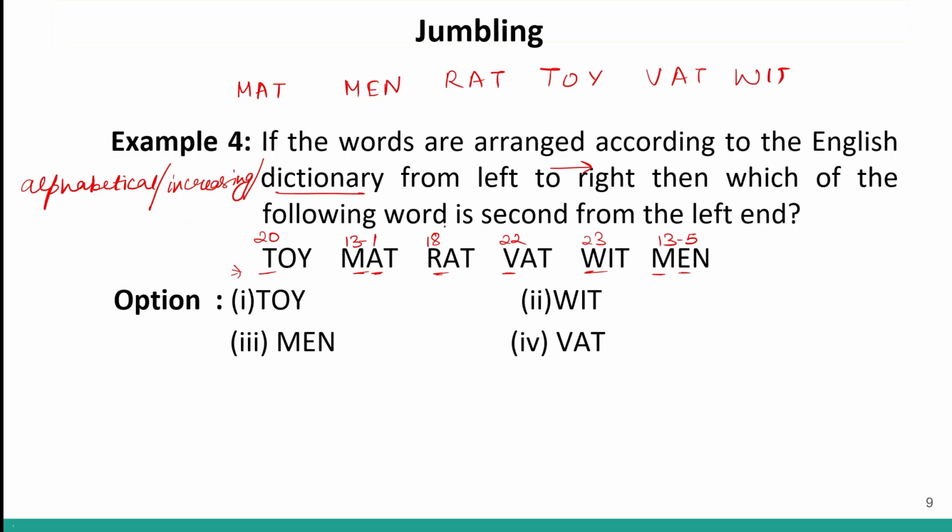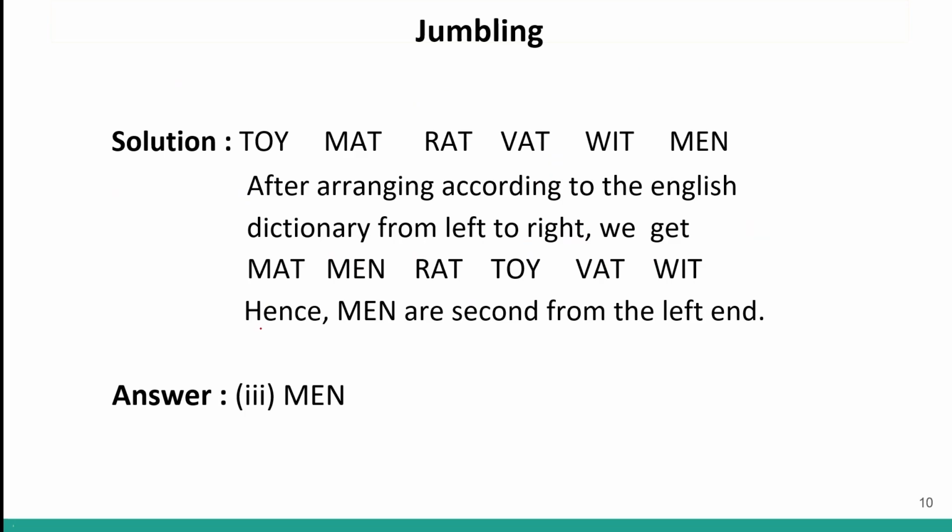Now we have to find out which word is second from the left hand. So left hand is this, correct? Second from left hand. This is first, this is second. So our answer will be MEN, which is option number 3. So option number 3, men, will be your correct answer.